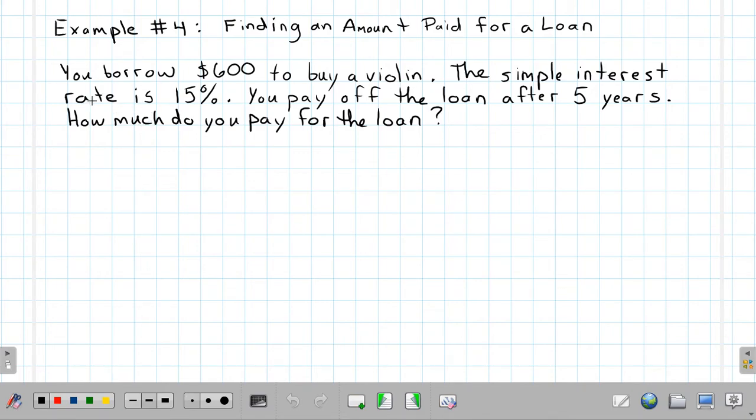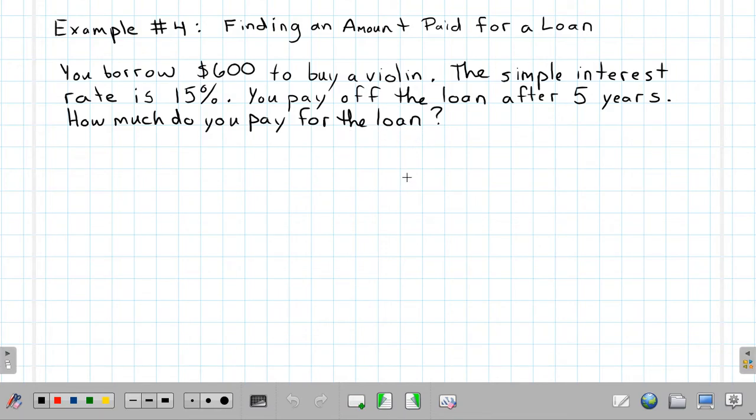So once again, let's read the question, understand what it's saying. This is about interest, okay? So we need to pay attention to the I, P, R, and T. So you borrow $600 to buy a violin. The simple interest rate is 15%. You pay off the loan after 5 years. How much do you pay? And it's understood here, how much do you pay in total for the loan?